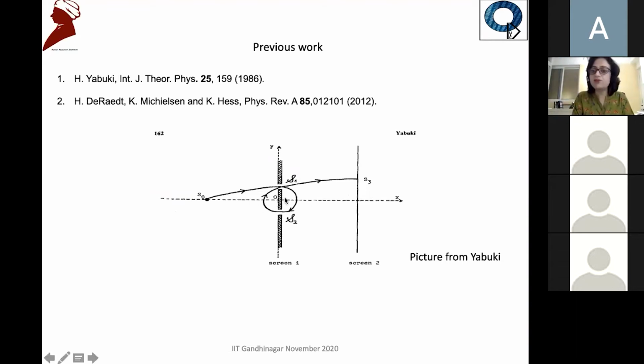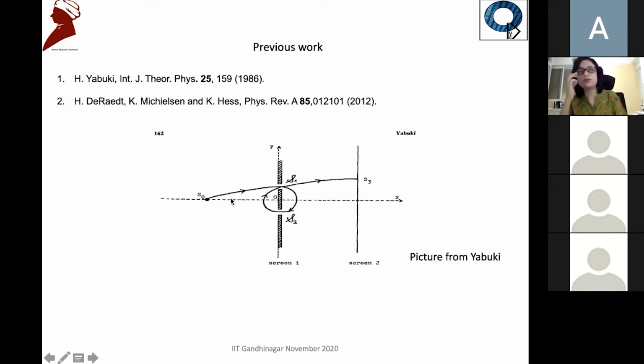These are the kind of paths which you will not encounter if you block one or the other slit. Only when both are open, these will also come in, and these will contribute to a correction term to the assumption that it is just the sum of what happens when you open one or the other. This was first shown by Yabuki in this particular paper.